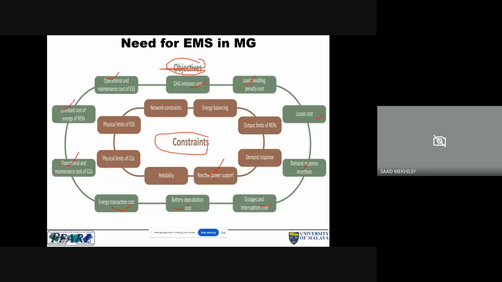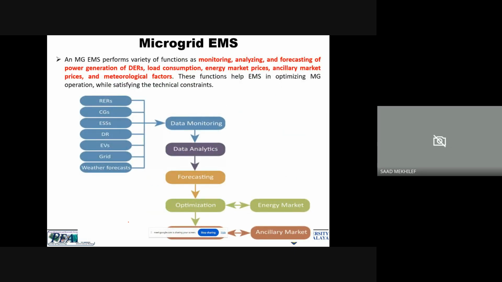There are some physical limits for energy storage systems and for energy balancing. So there are big objectives, but we also have a set of constraints within which we operate. In a microgrid, the energy management system performs a variety of functions.